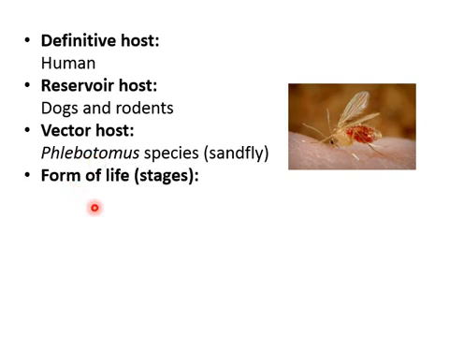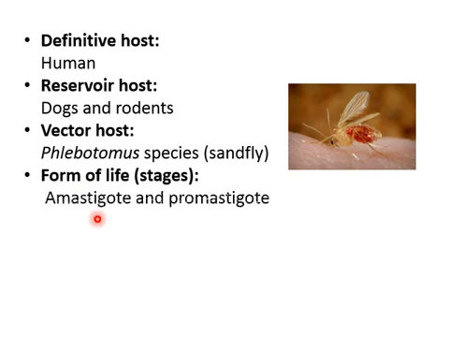The forms of life, we have two stages of life for this parasite, the amastigote and the promastigote, and we're going to discuss these later on in more details. The infective stage is the promastigote, not the amastigote. It's only the promastigote that is transmitted from the insect into the human body, so it's considered as the infective stage.